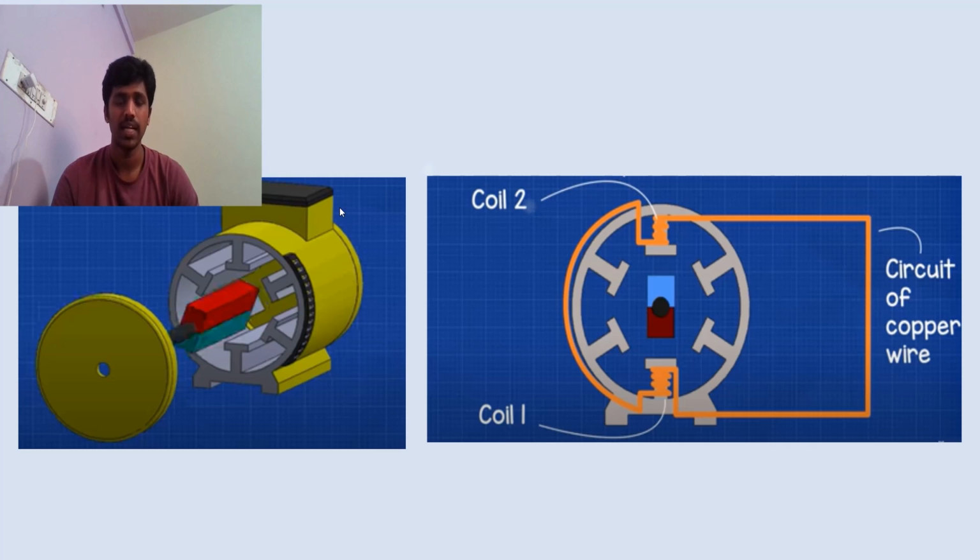A simple generator consists of a rotor, which consists of a magnet, and it is surrounded by a casing which is made up of aluminium, and it is called the stator. In this casing you can see there are two coils which are wound opposite to each other, and the end of this coil completes the connection.